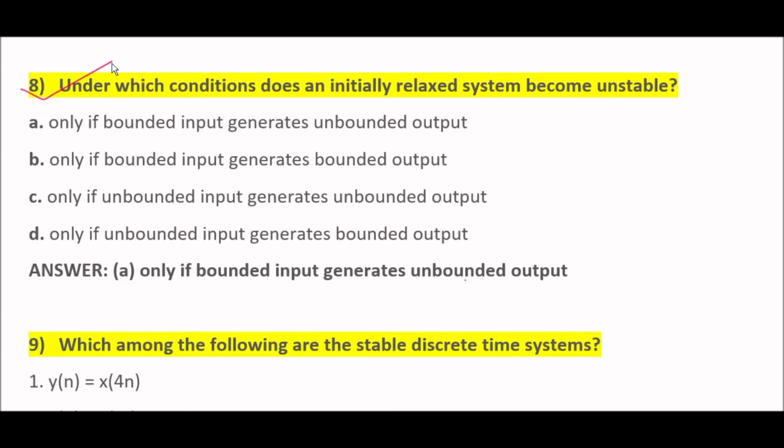Okay. Correct answer here is option A. So the condition is only if bounded input generates unbounded output. Okay, this is the correct condition for an initially relaxed system to become unstable. Okay, next question.